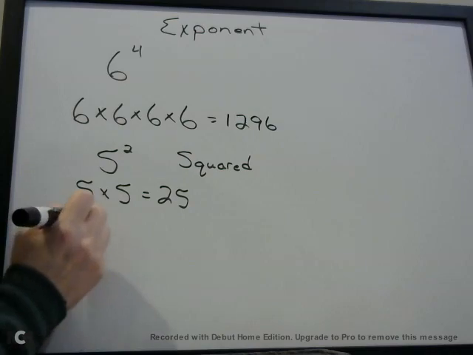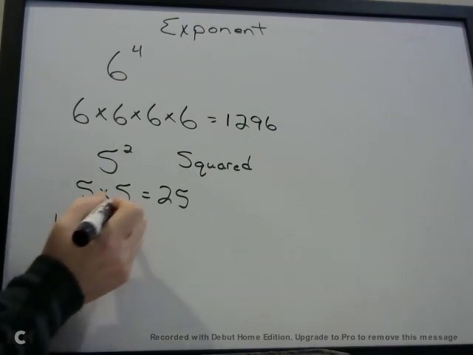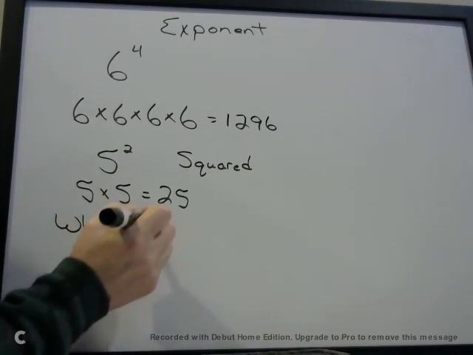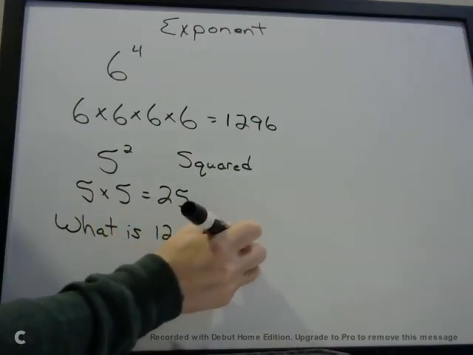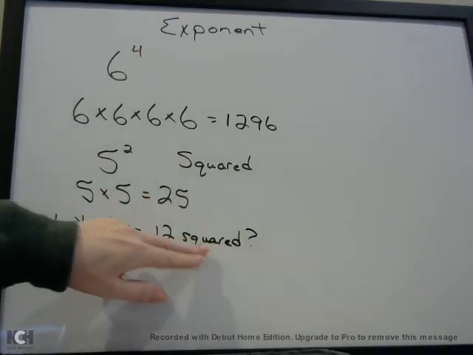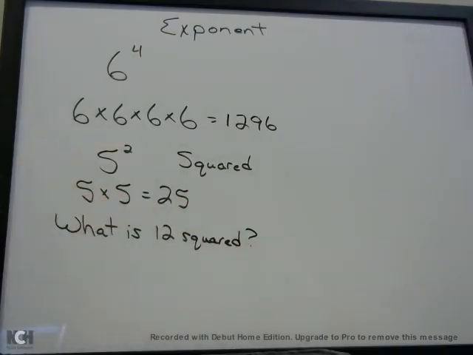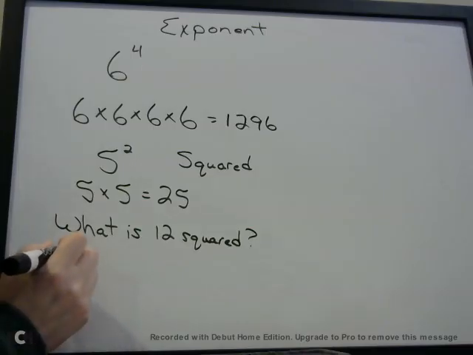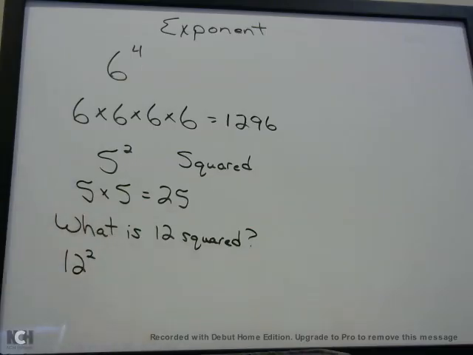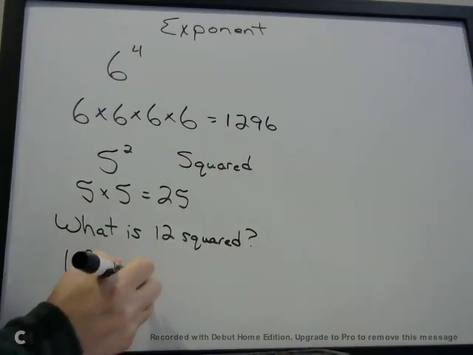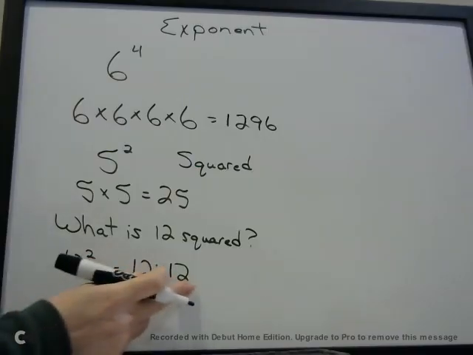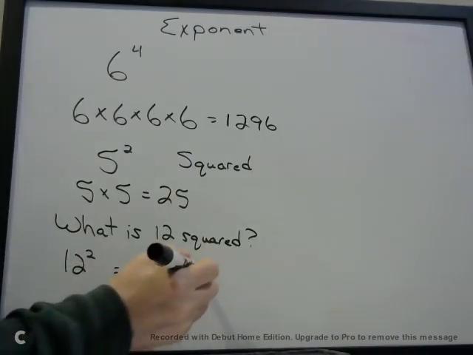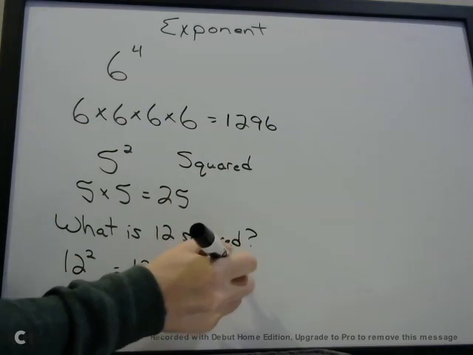They might actually ask you in words, what is 12 squared? If you see it in words, you have to know that squared means 2. So what is 12 squared? You would write it as 12 with a 2 as an exponent. And what does that mean? 12 times 12, because you have the base number 12 times itself 2 times. 12 times 12 equals 144.